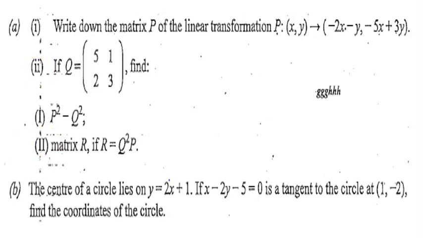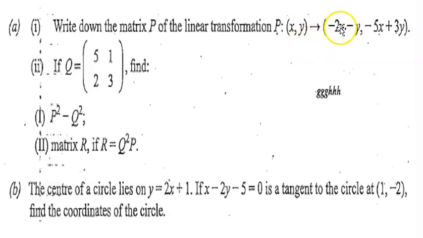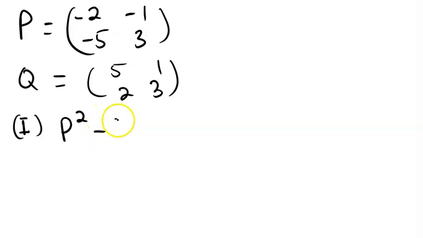So the first one, we have to write the matrix transformation. So matrix P is equal to minus 2, minus 1, minus 5, 3. That is matrix P. Now we have to find P squared minus Q squared. So matrix Q is given by 5, 1, 2, 3. So how do you find P squared minus Q squared?